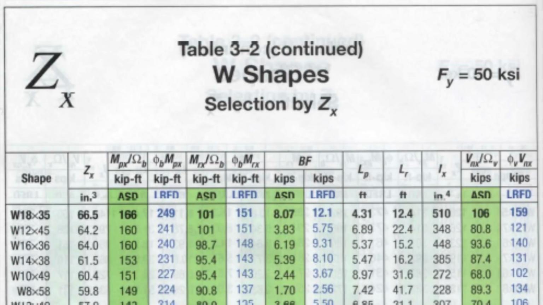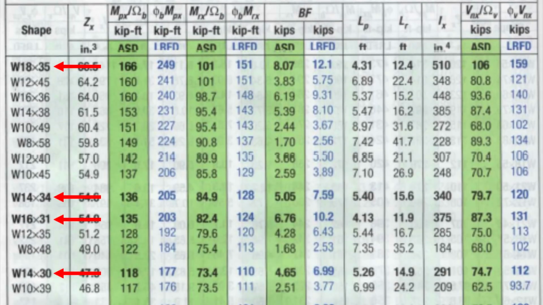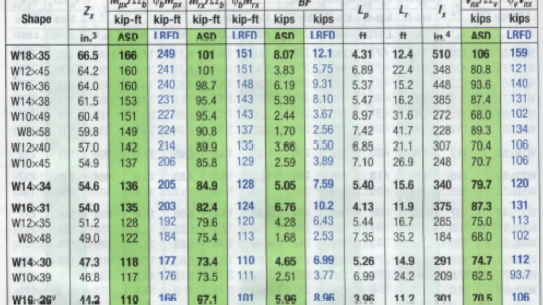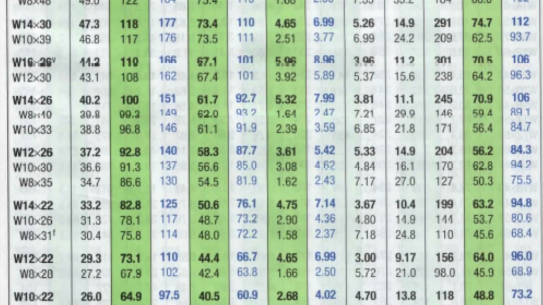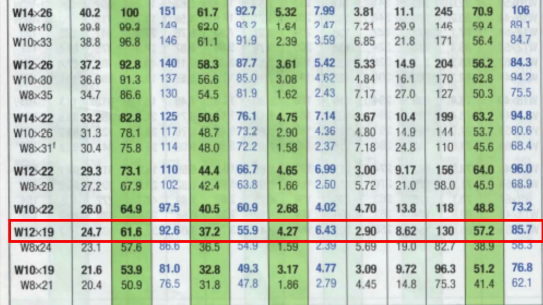Conveniently enough, the second number of a W shape is how much that beam weighs per foot, so we can use that number to select the lightest allowable section. These bold numbers indicate the lightest beam in a group as the Zx value progressively increases. For our problem, we need a beam with a Zx value of at least 24.48. This W12 by 19 seems to fit the bill, so we'll start off with that.